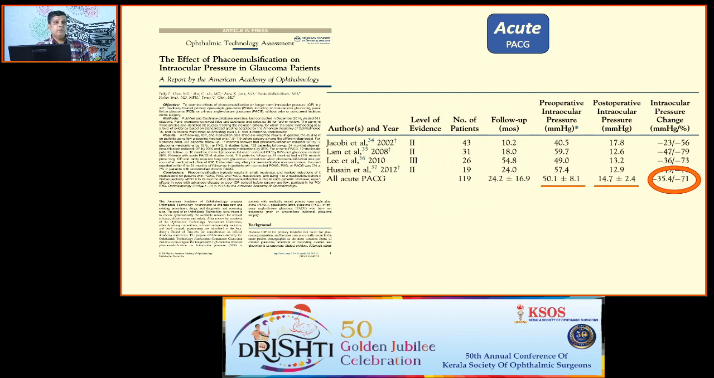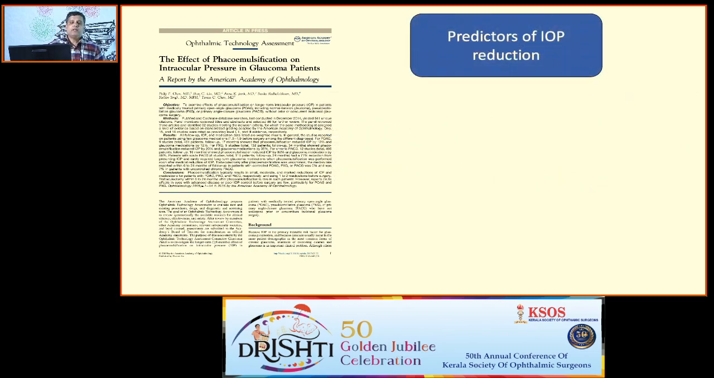Now, the most dramatic result is obviously obtained in acute primary angle closure glaucoma. When you have an acute angle closure crisis, you can find that when you perform phaco alone, there is almost a 70% reduction of intraocular pressure, from a mean value of about 50 to almost 15. And we try to look at what are the different predictors of IOP reduction.